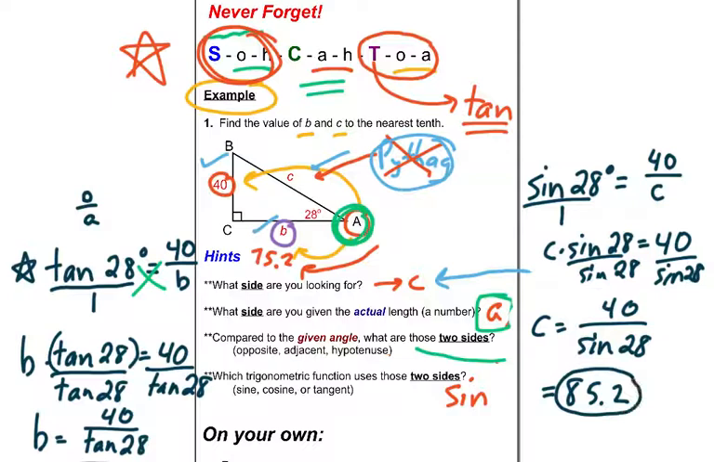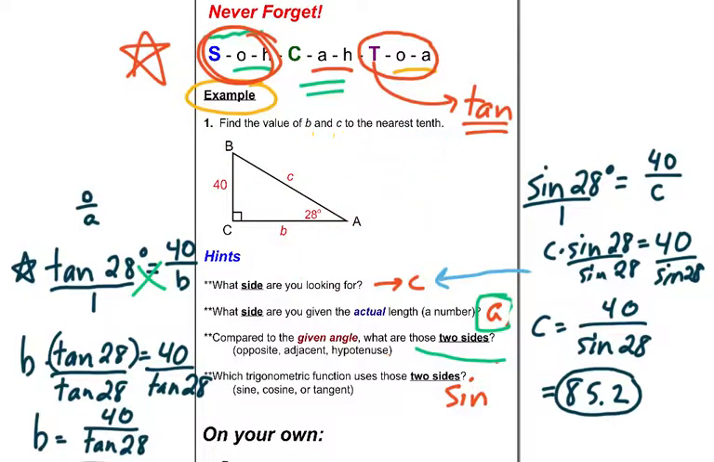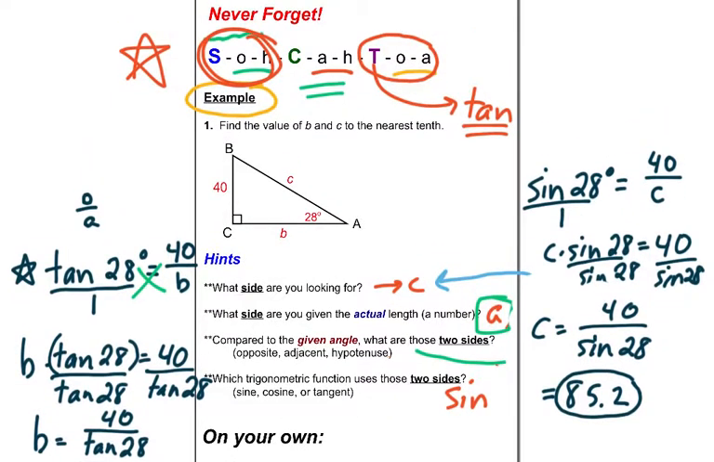All right. Now, we should just double check and use a little bit of common sense. Okay, let's erase everything over here in our triangle. Let's put the final answers and see if it makes sense. Ready? You found that side B was 75.2. Awesome. You found that side C, the hypotenuse, was 85.2.